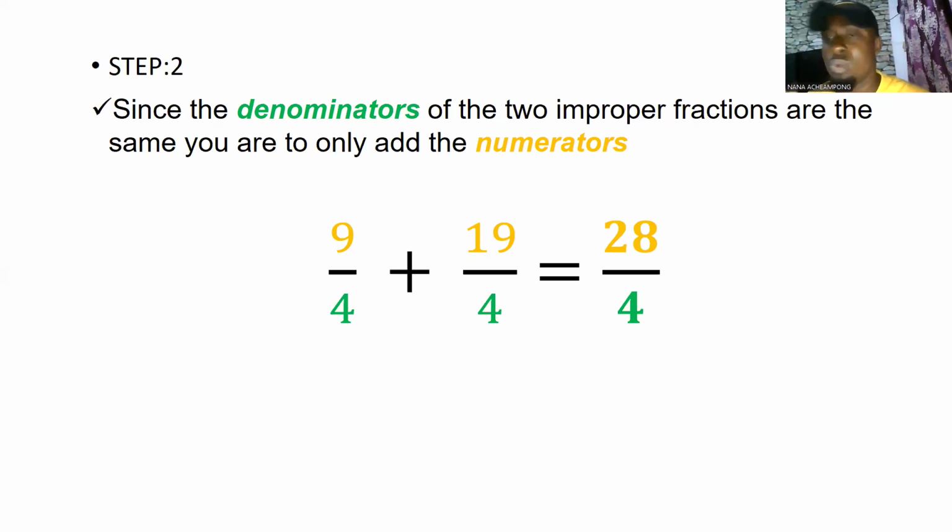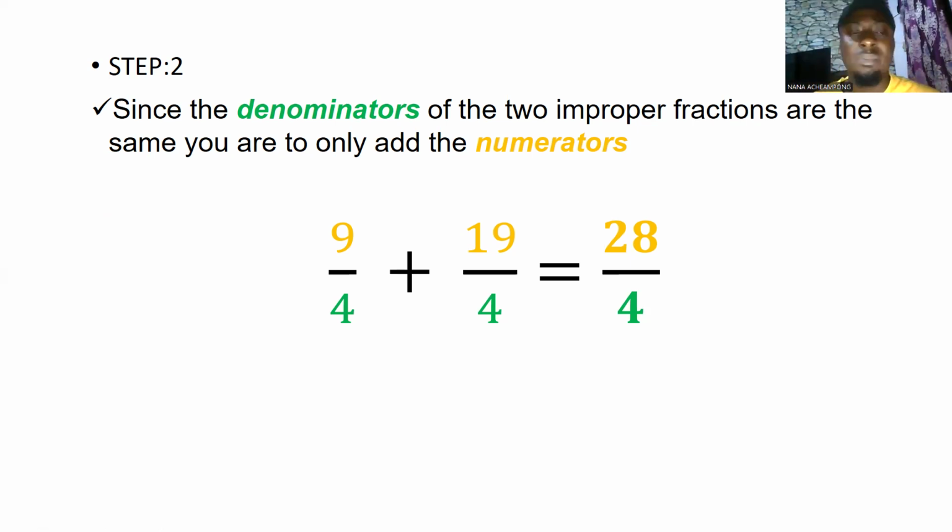I gave you a note on that. In case you've forgotten how to add like fractions, I earlier said that like fractions are fractions with the same denominator. So you can refer to your note and refresh your mind on how to add fractions with the same denominator. Since the denominators are the same, you only add the numerators, which we all agree. So 9 plus 19 will give me what? 28. So I have 28/4. Now, this is your answer, but you can't leave your answer in this form.